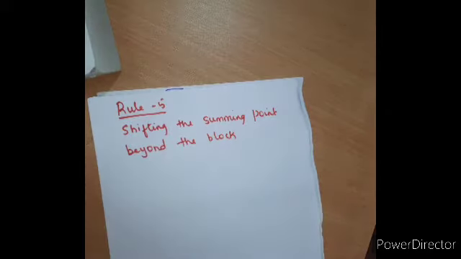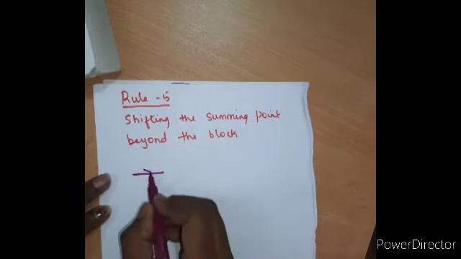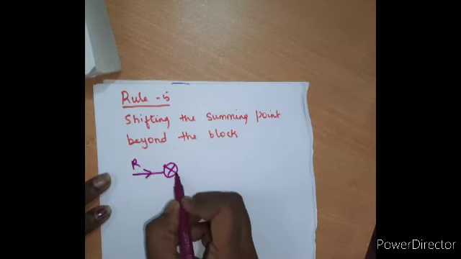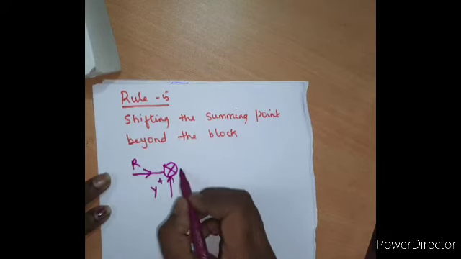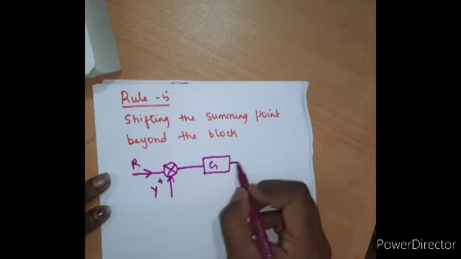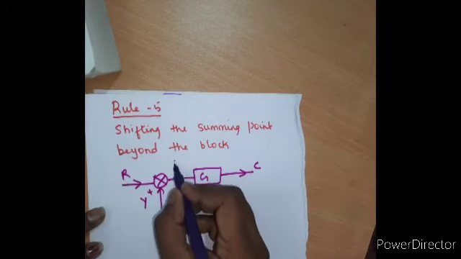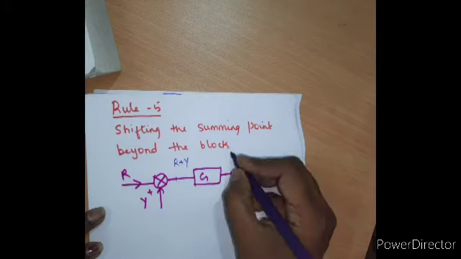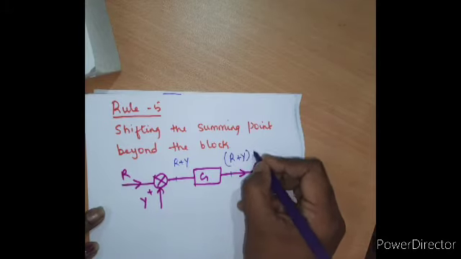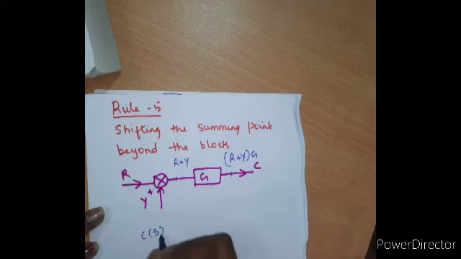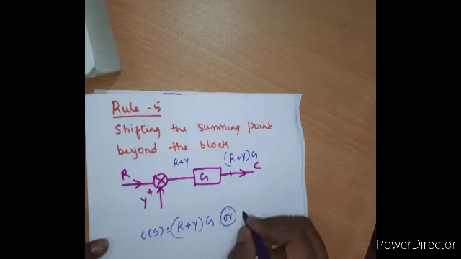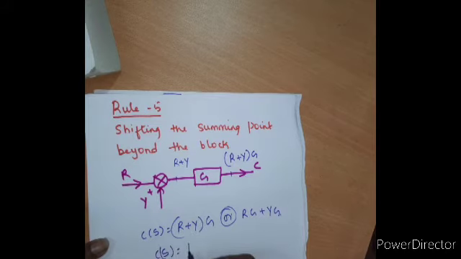Same circuit we are going to redraw here. I have an input R. Summing point is here, which is named as Y, and I have a block of G. Output is C. Now what is the output at this point? It is R plus Y. At this point it is R plus Y into G. So C of S is equal to R plus Y into G, or RG plus YG. C of S is equal to RG plus YG.